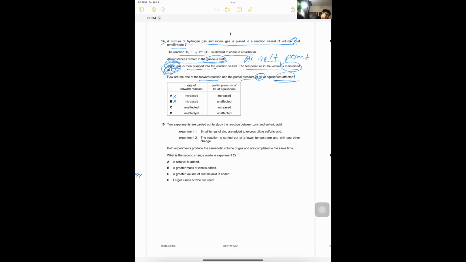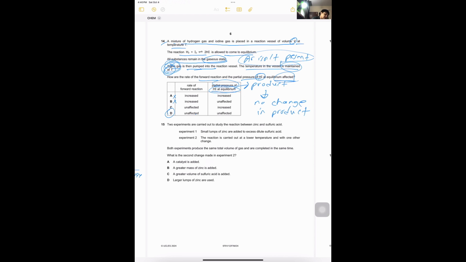And okay, the partial pressure at equilibrium. Partial pressures are affected by increase or decrease in product, and since argon isn't present, as I just told here, there is no change in product, hence answer should be D.